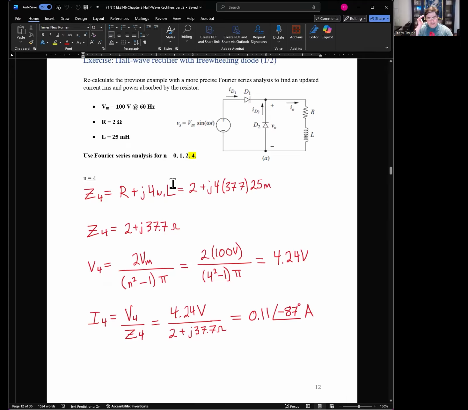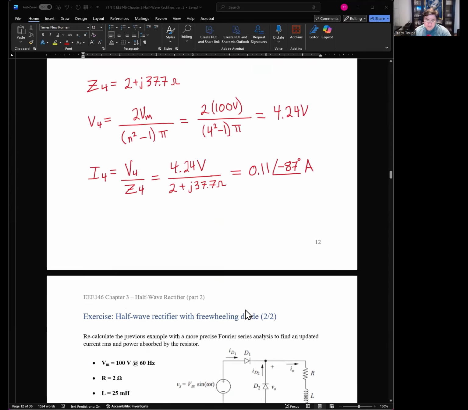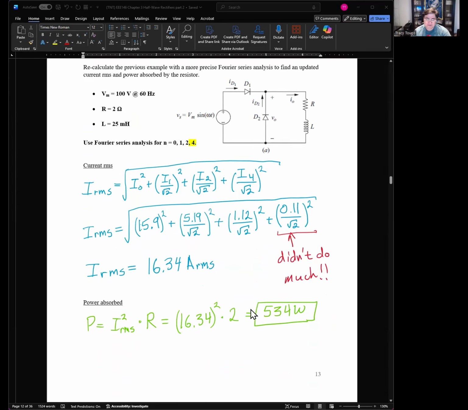This is why, as harmonic order gets higher, number one, your impedance gets higher because inductors get bigger. Capacitors do get smaller, if you ever see a capacitor. But the big thing is look at your voltage. Because we divide by n squared on the bottom, it gets less and less every time. So the higher order harmonics actually don't do nearly as much as the smaller ones. And note in this case, our current is just 0.11 amps. That's not that much. So let's see how much of a difference it makes.